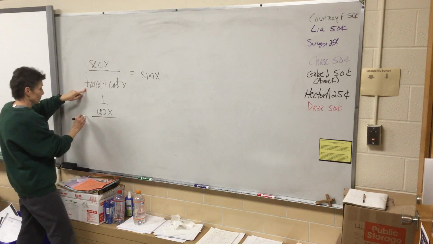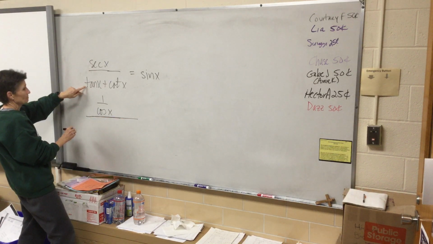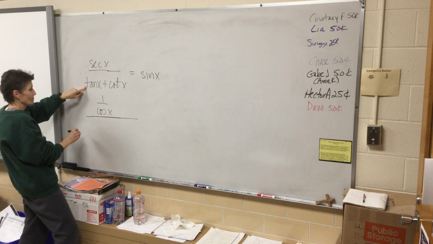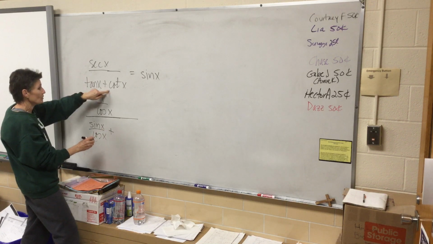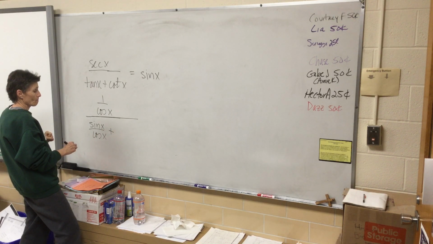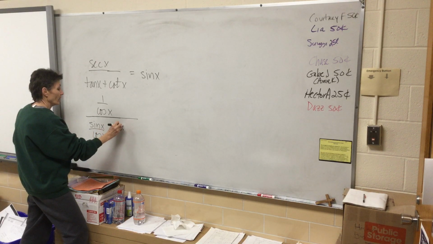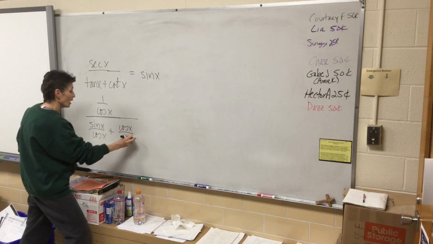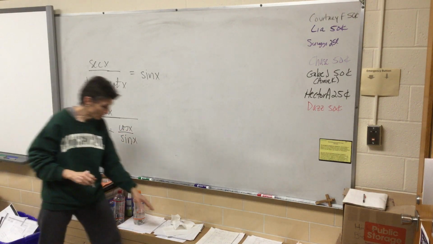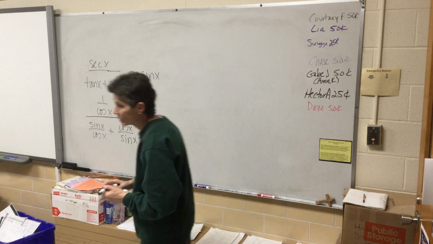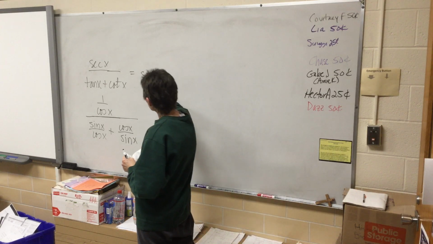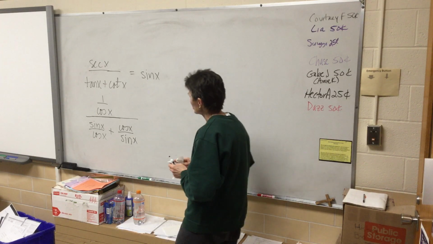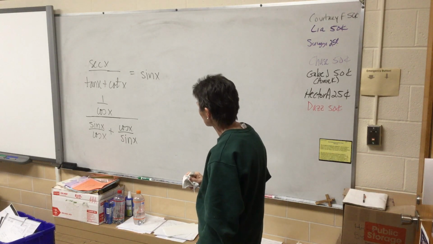What's tangent? Sine over cosine. Yep. And what is cotangent? Cosine over sine. We talked about that before. Very rarely is it productive to change a tangent into a cotangent. It can be on occasion, but not when you want to end up with sine. When you want to end up with sine, let's change it into cosine over sine.